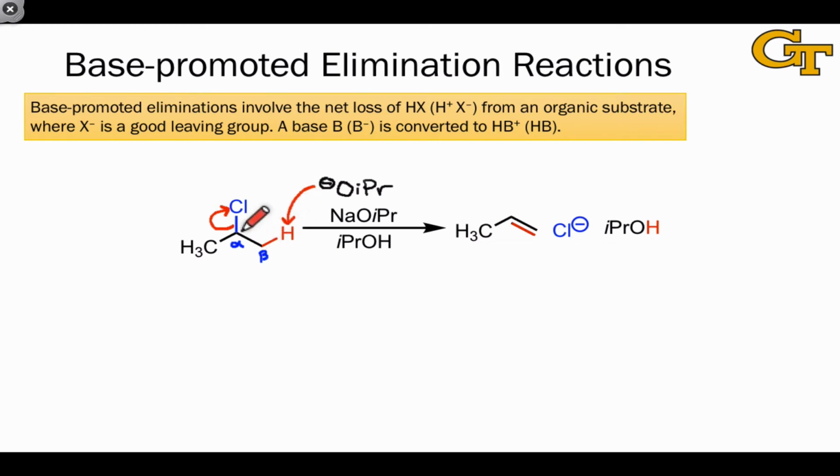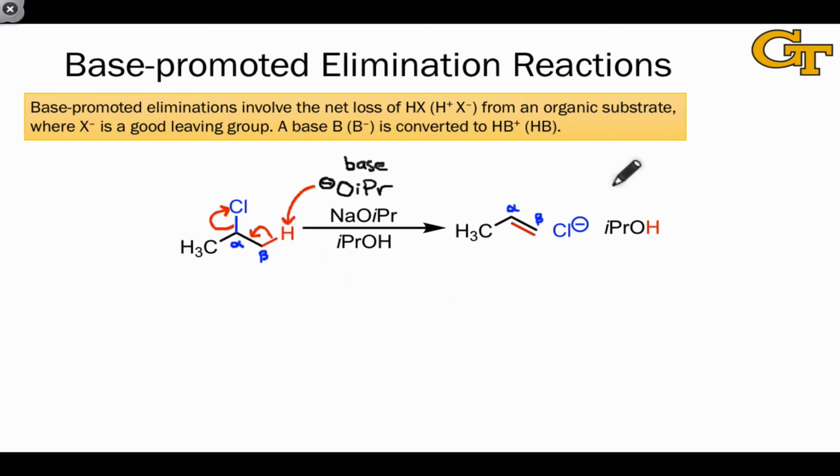As a result, the electrophilic alpha carbon receives electrons not from the anion directly, but from this CH bond, forming a new pi bond between the alpha and beta carbons. In this reaction, isopropoxide is acting as a base rather than a nucleophile. It's donating electrons to a hydrogen rather than a carbon.